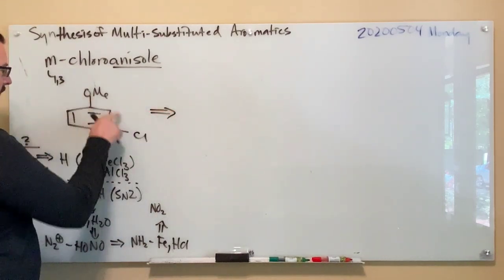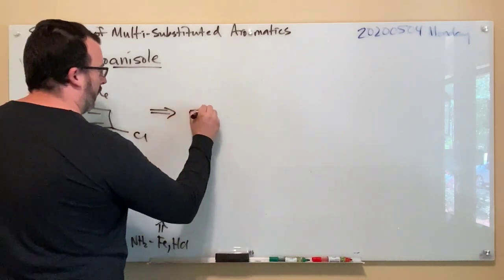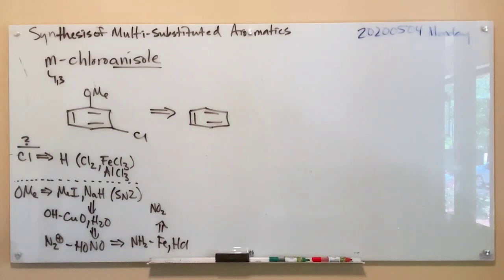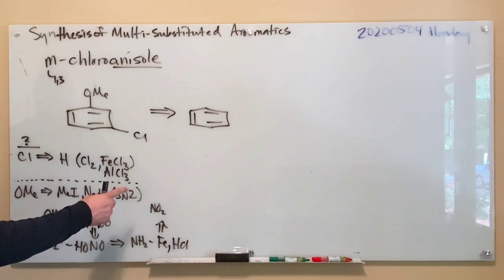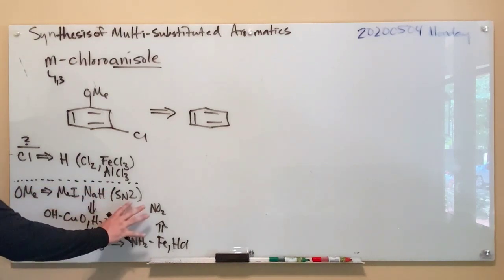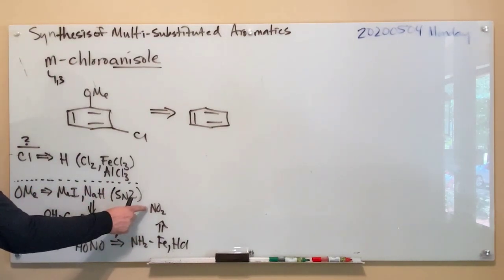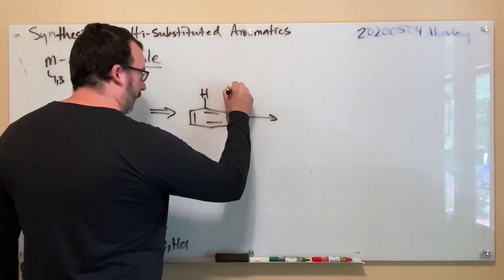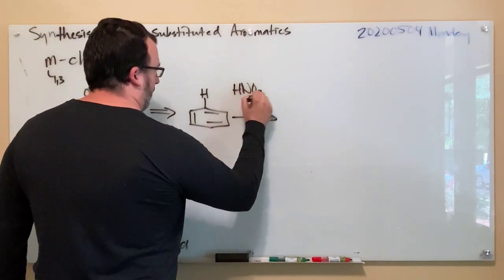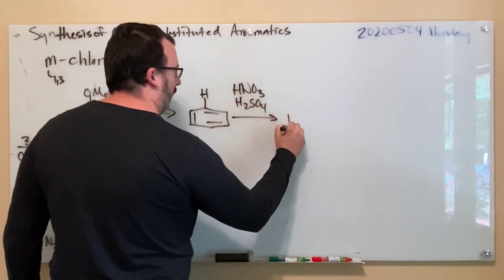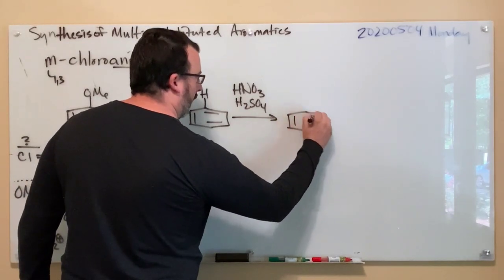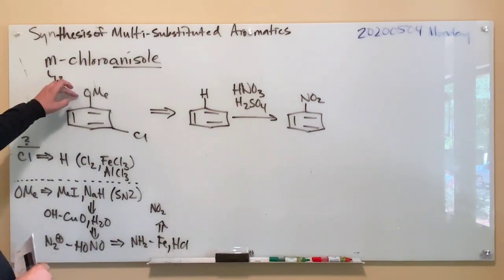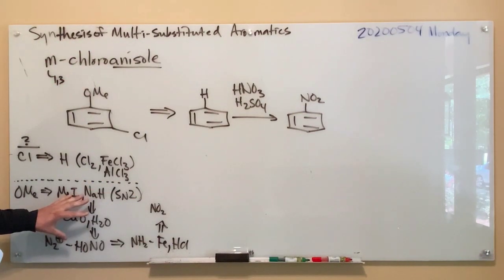So again, there's no carbons bonded directly to the ring, so we want to start with benzene instead of toluene. So we're going to start essentially with this part of the molecule first because of that being a meta-director. So we'll start with benzene. We're going to do nitration. And we can see that that group is eventually going to become this group through all of these transformations.